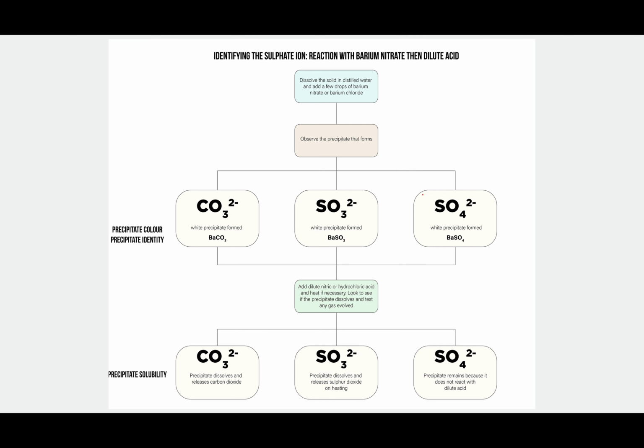And this links to what we know about group 2 sulfates, that group 2 sulfates decrease in solubility as we descend the group. We should know that about our group 2 sulfates by now. All right? Okay. Does anybody know a special use for barium sulfate?